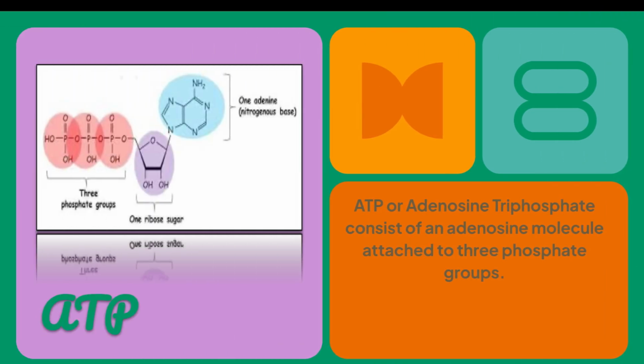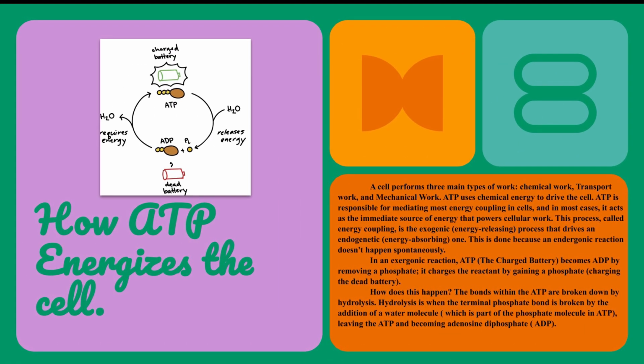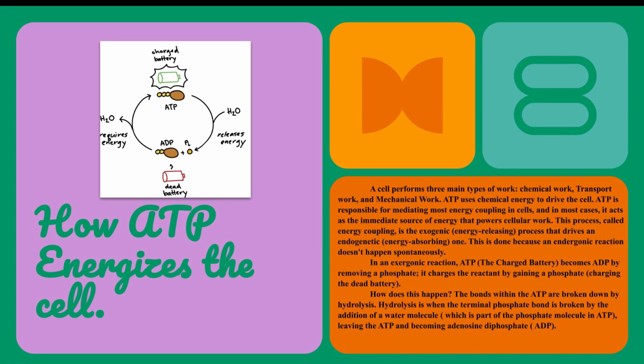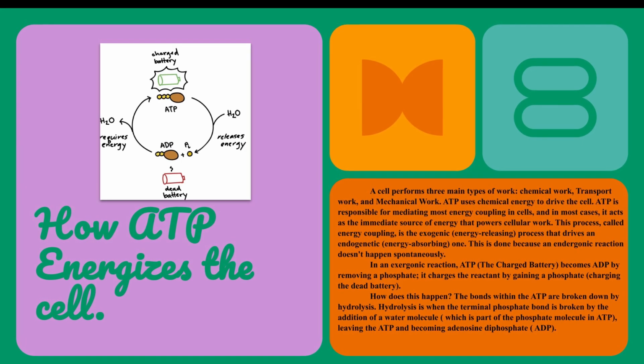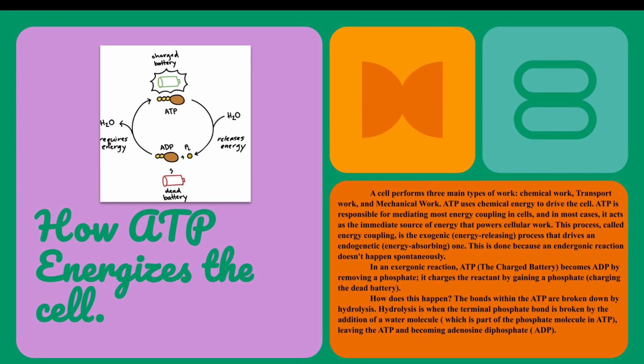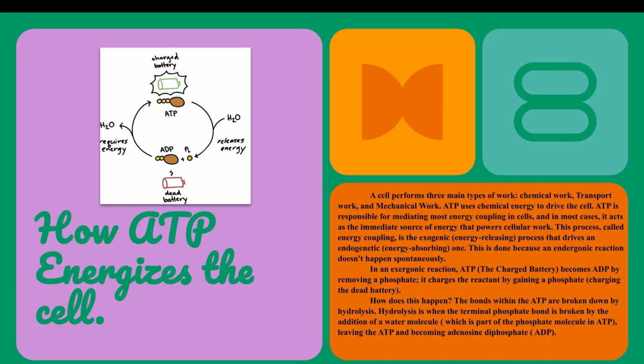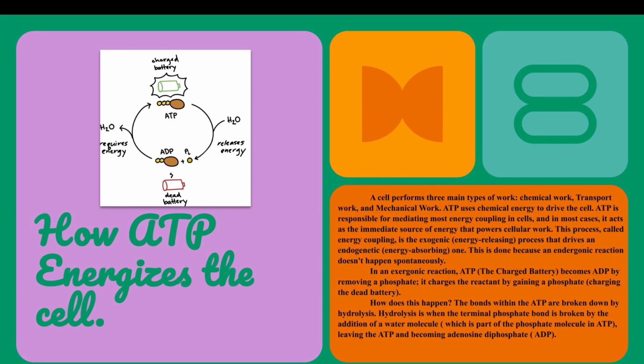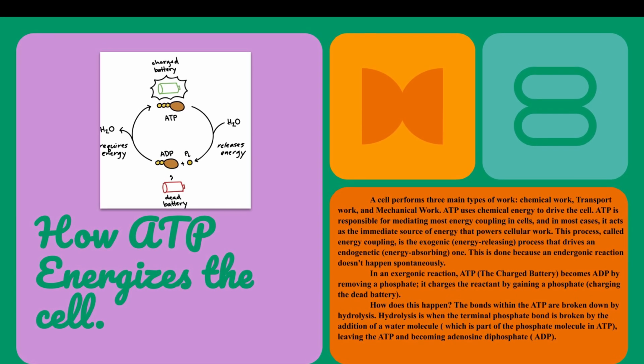ATP, or adenosine triphosphate, consists of an adenosine molecule attached to 3 phosphate groups, and that makes ATP. Cells perform chemical, transport, and mechanical work powered by ATP. ATP mediates most of cellular energy by energy coupling, which is acting as the intermediate energy source.